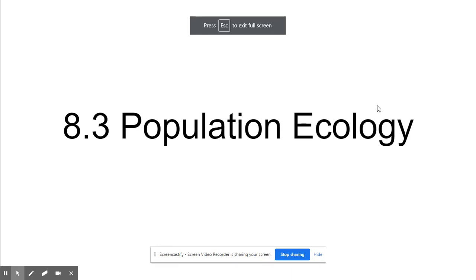This is going to be 8.3 looking at population ecology. When you watch 8.4, you'll notice that 8.3 and 8.4 really go together, looking at exponential and logistic growth curves. You maybe have done a little bit of this before, but we're going to be going into more detail in AP biology, specifically spending time on the mathematical equations that go with each of these two words.